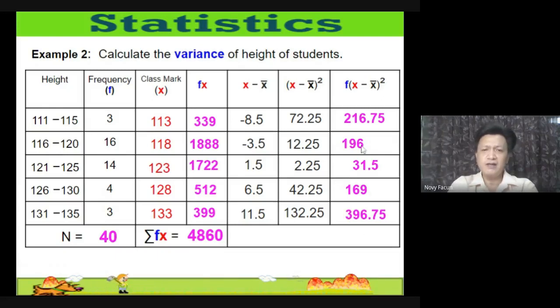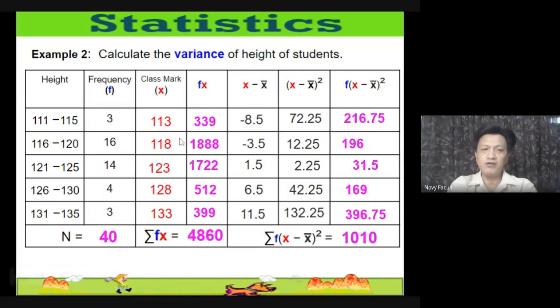And then, ang next natin gagawin dyan, get the summation or the total. Add lang natin yung 216.75 plus 196 plus 31.5 plus 169 plus 396.75. The summation or the total now is 1,010.